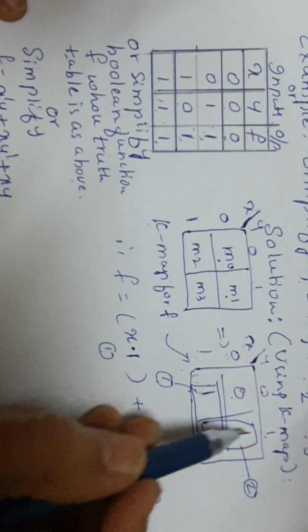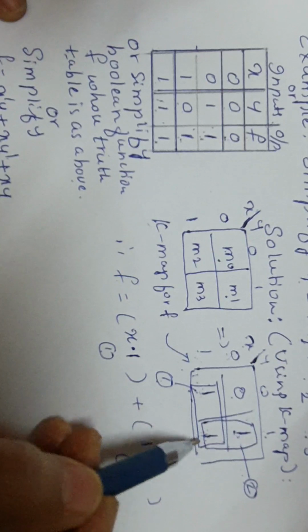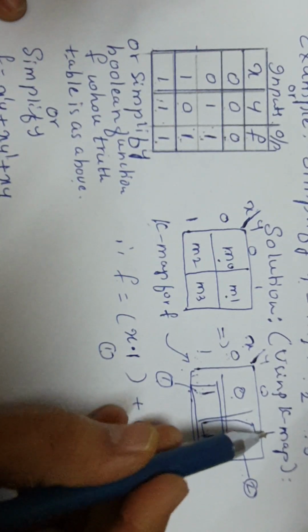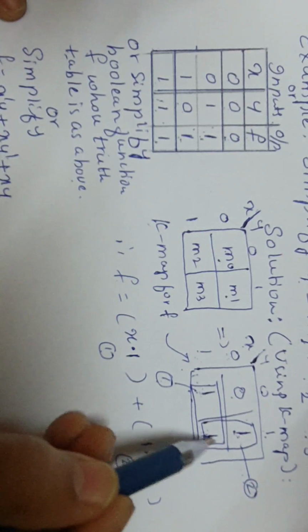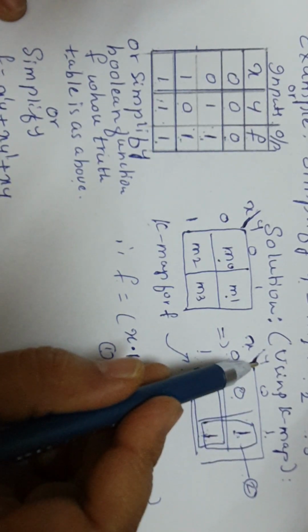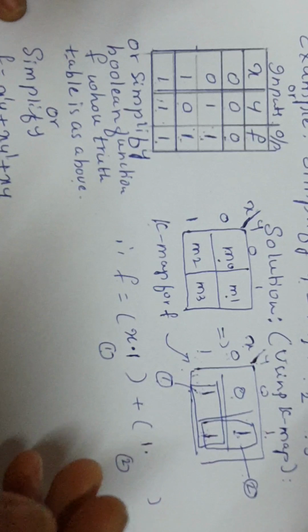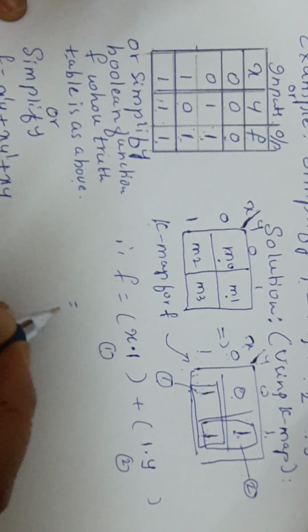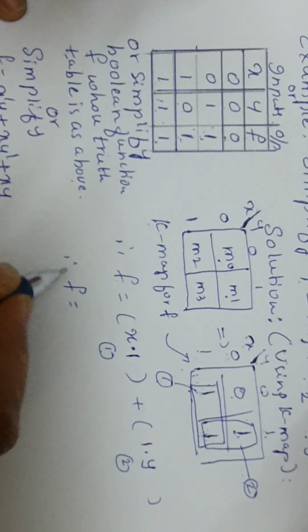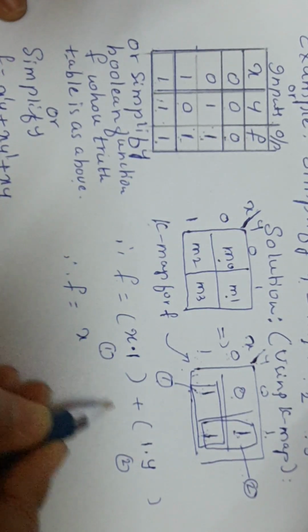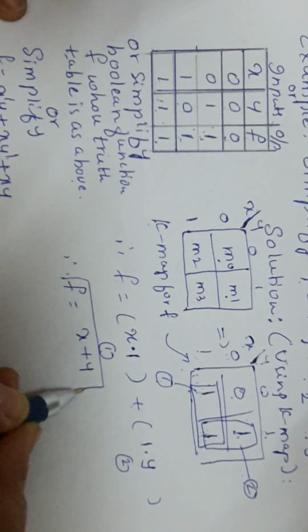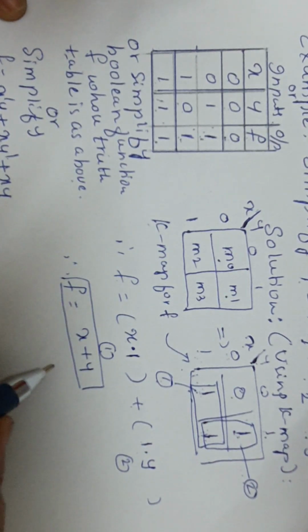Next, column wise, these two ones fall in the same column. Then what is common here? 1 is common for both, which belongs to y. This belongs to y. Okay, so y. Hence, the final solution is x, or y. So this is the simplified solution for the given problem.